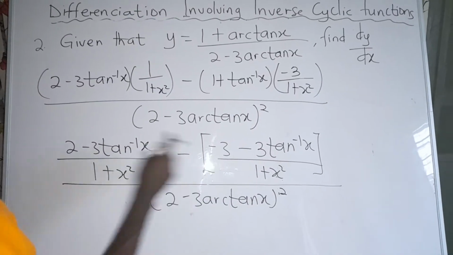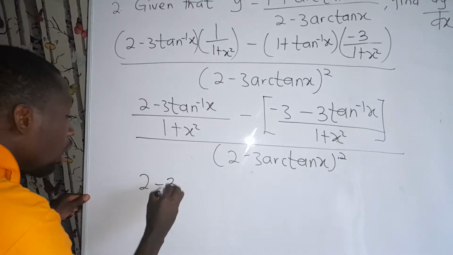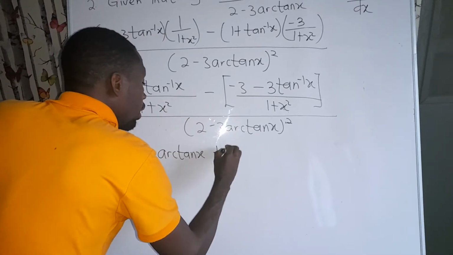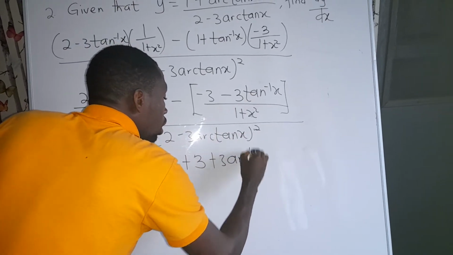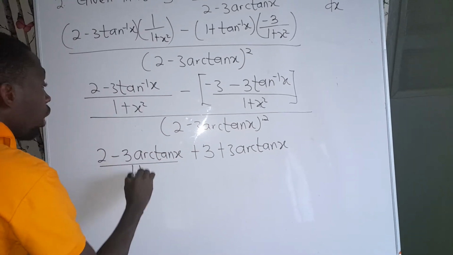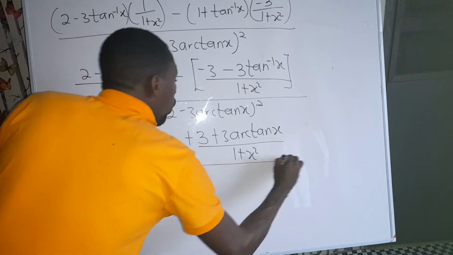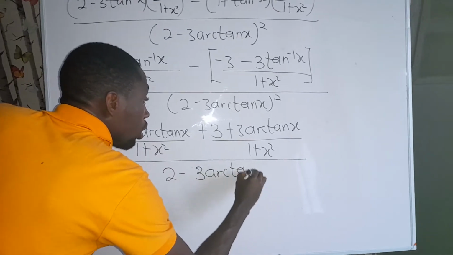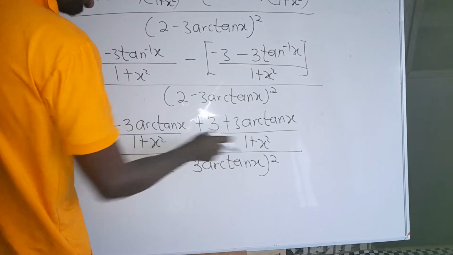So what do we have? We expand this bracket. So we have 2. Let me change the tan inverse of x to arctan x. So 2 minus 3 arctan x. This time this will be plus 3. This time this will be plus 3. Change this thing to arctan x. So this is over 1 plus x squared, and this over 1 plus x squared. Then all over our fraction, which is 2 minus 3 arctan x all squared. So now we can see that the LCM is the same.